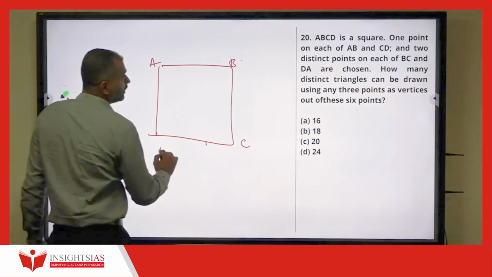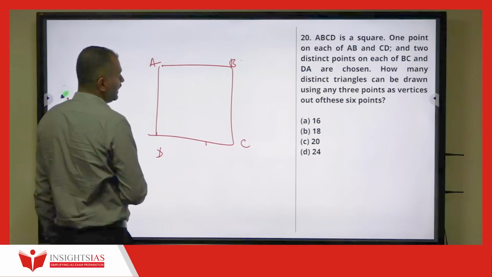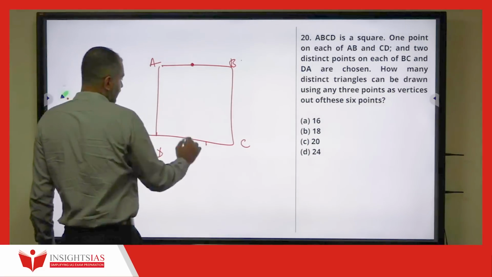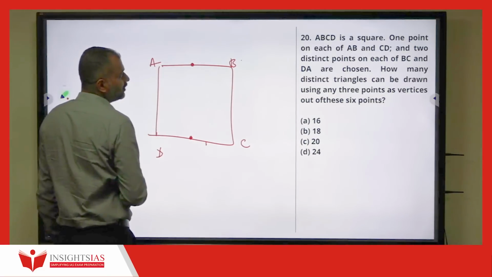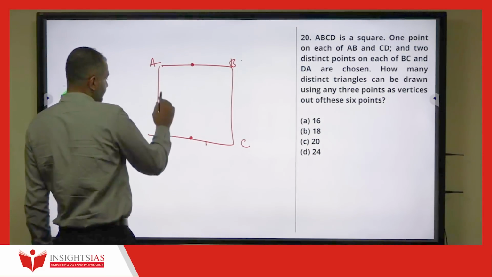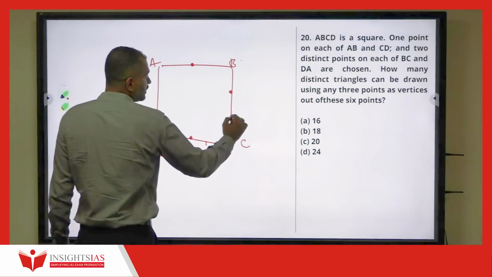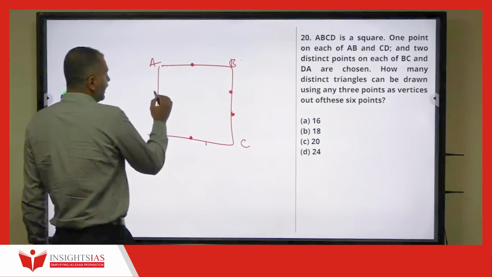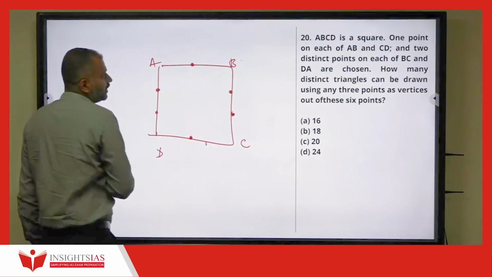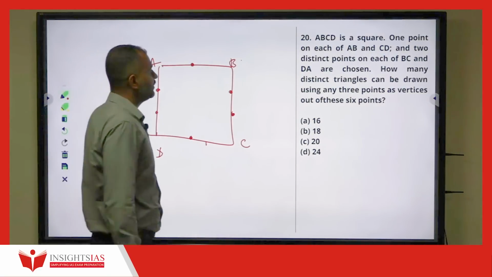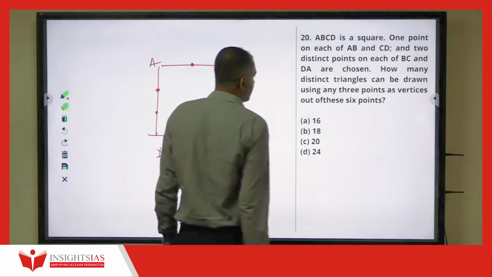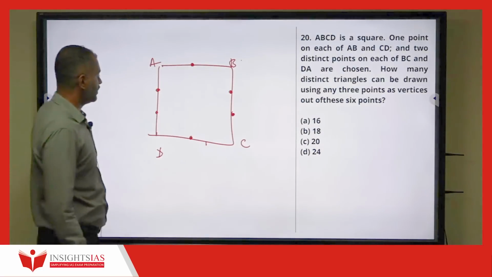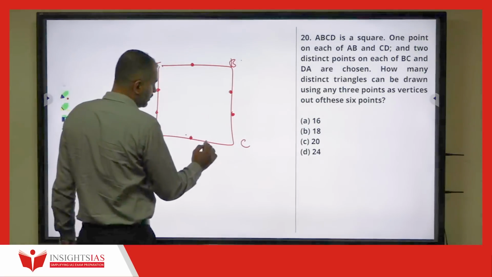ABCD is a square. There is 1 point on each of AB and CD, and 2 distinct points on each of BC and DA. How many distinct triangles can be drawn using any 3 points as vertices out of these 6 points?